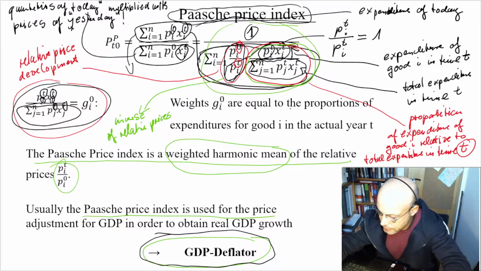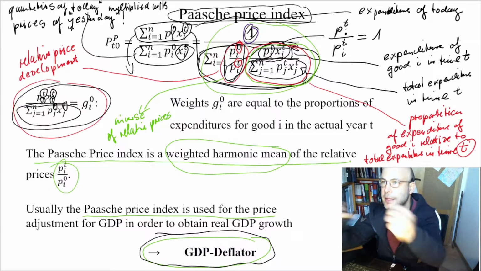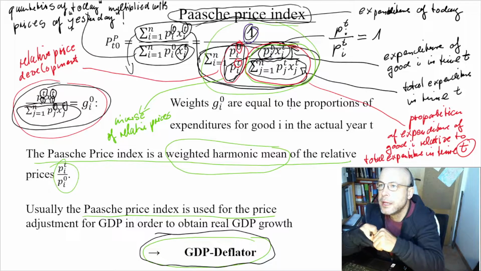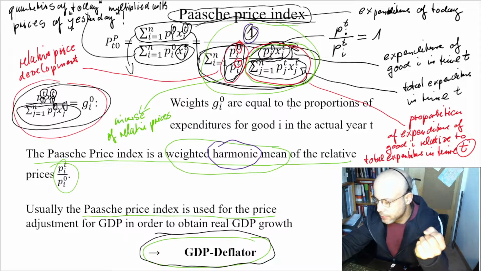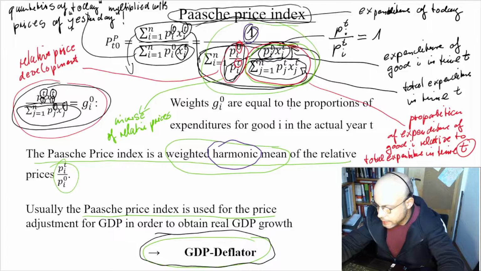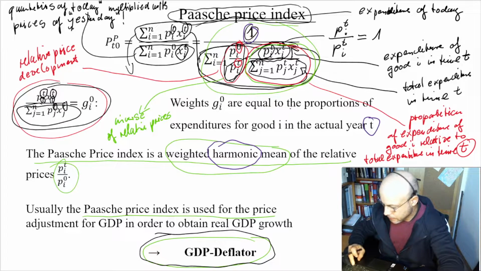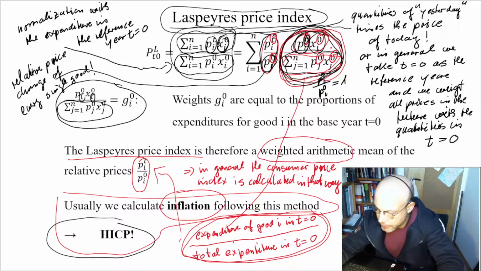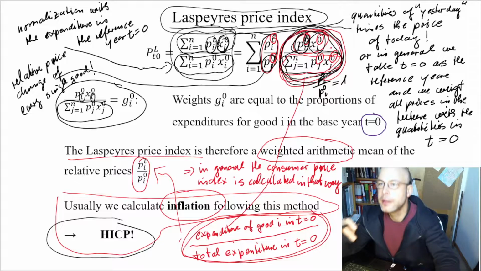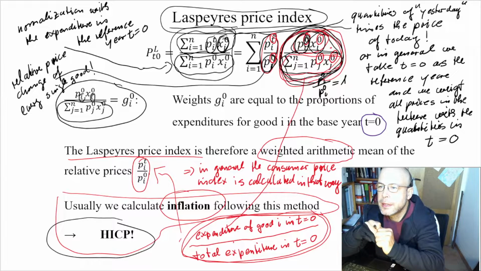So the difference is that for the Paasche index we take the inverse, and taking the inverse means that we are also calculating a weighted mean, but now it is the weighted harmonic mean, and the proportions are calculated relative to the year t, while for the Laspeyres index the proportions are calculated relative to the period t equals 0.